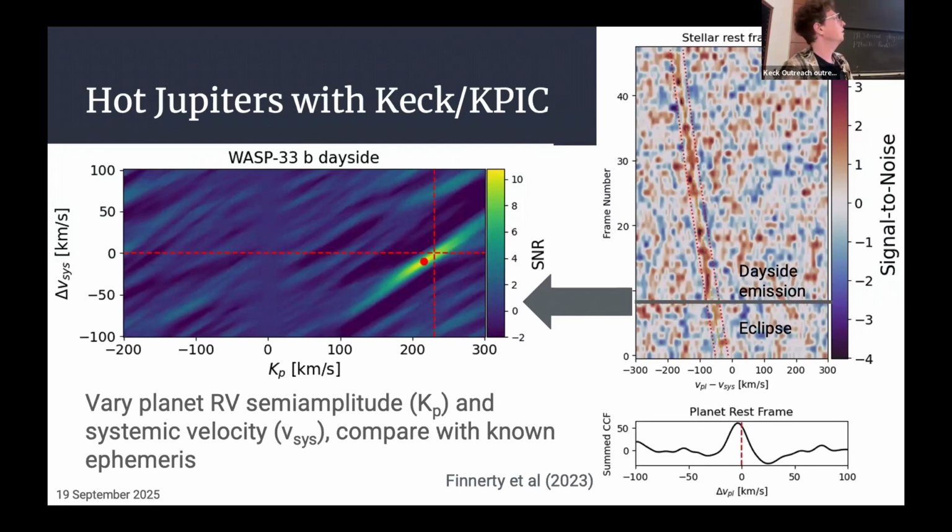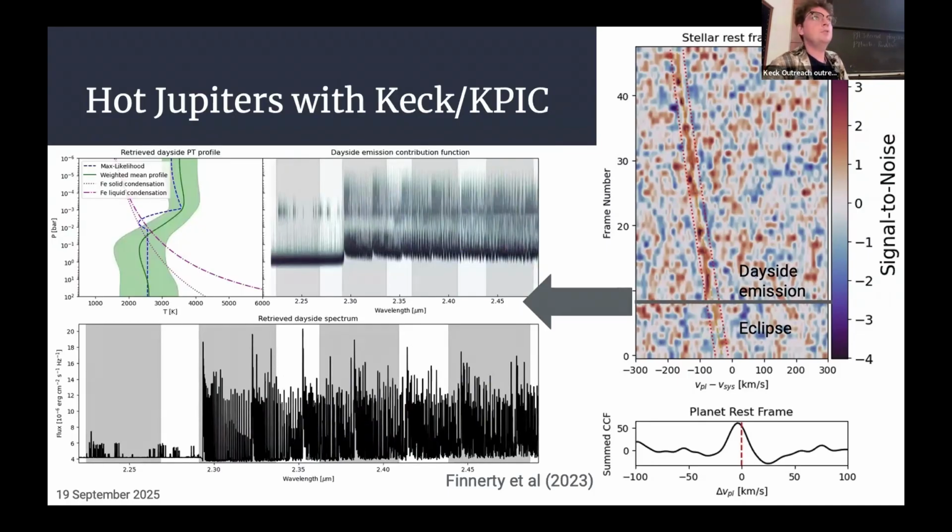the expected ephemeris. We can then vary the RV semi-amplitude and the systemic velocity that we use to sum over this time series, and that's how we make these Kp-Vsys diagrams here that you've hopefully seen if you were in the KPF session yesterday too. We can also vary the template that we use to do this cross-correlation. And we can iterate and do a retrieval to find the best pressure-temperature profile and the atmospheric composition of the planet. And in particular, we're sensitive to the ratio of different spectral features. And in the K-band, that's mostly water and CO.